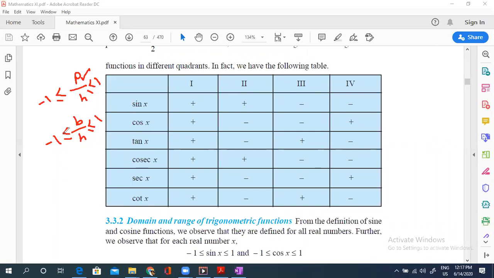Navya, just leave and join again. Okay, if it's frozen, because it might be due to internet.